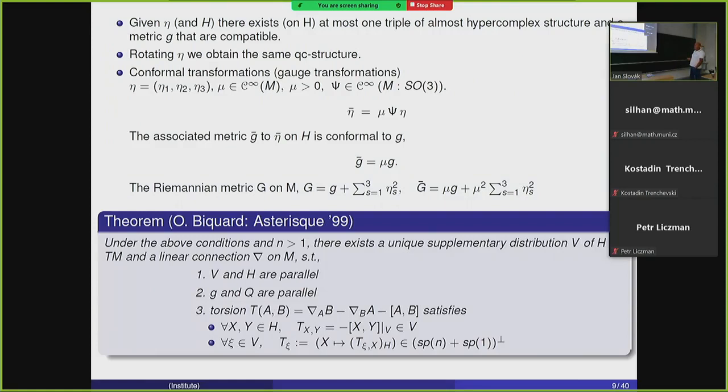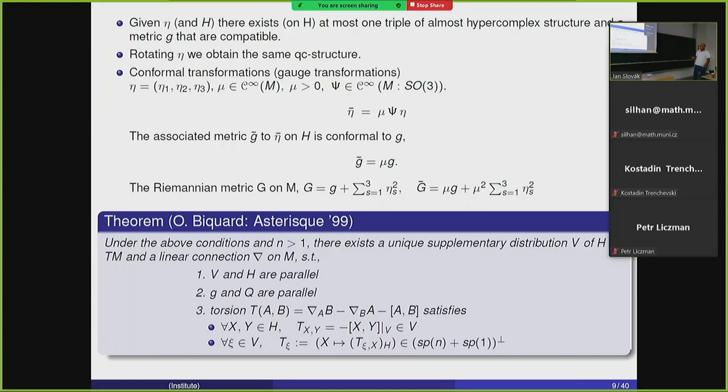The important thing too is the Biquard connection. If one has a quaternionic contact structure of dimension bigger than 7, then Biquard shows that there is a unique supplementary distribution V on H in TM and a linear connection nabla, which makes V and H parallel and preserves g, the metric on H, and the quaternionic structure on H. He describes the torsion in this way.